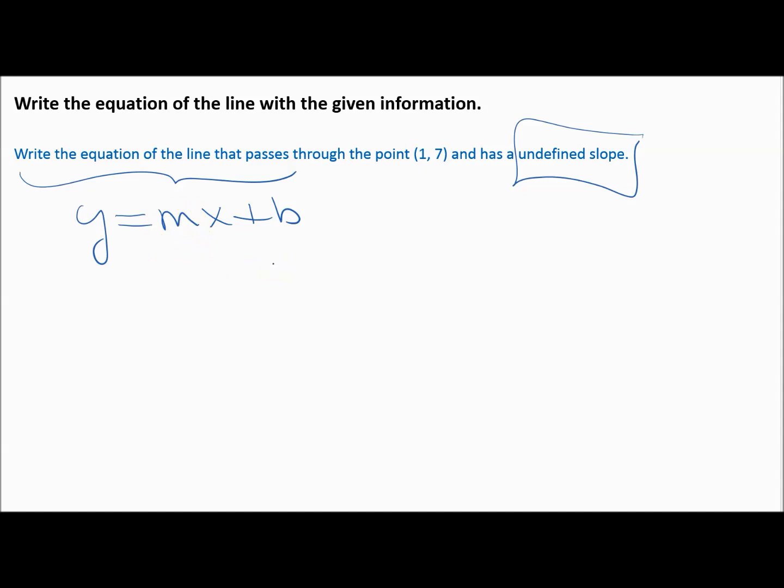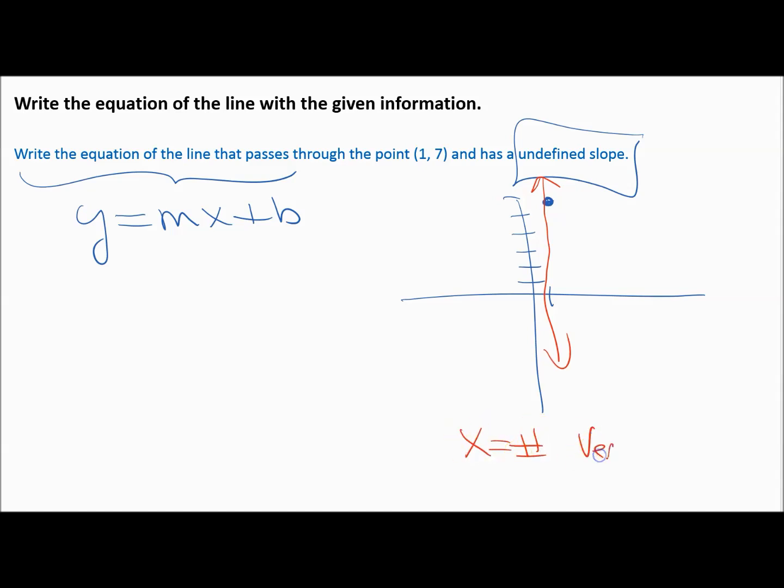There's ways to do it, but what I would rather you do is remember, what does it mean to be undefined? So if I plot the point 1, 7, which is what it's supposed to pass through. And I remember that undefined simply means I have an incline I can't hike, so I have a vertical line. Okay, I need you to know from the previous page that x equals a number is a vertical line, or another way you can think about it is x is 1. No matter what y is, x is 1. So the equation is x equals 1, and that's it.